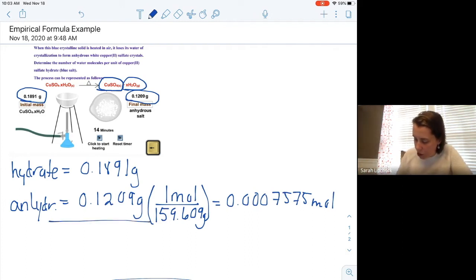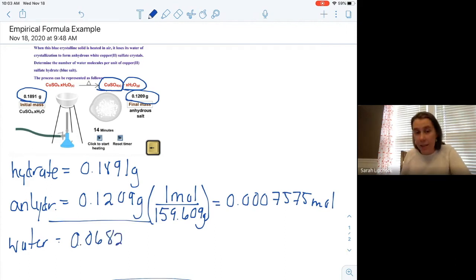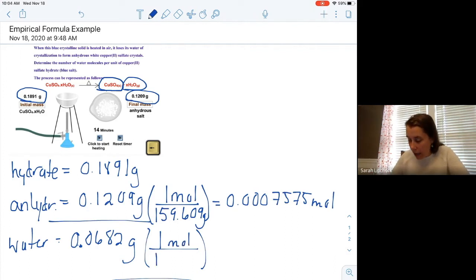So if we subtract these two, we get the mass of the water is equal to 0.1891 minus 0.1209. And again, you're going to be using the class data for this, not the numbers I have here. Okay, and then again, we'll convert that to moles. All right, and we're converting to moles because when we compare grams of one thing to grams of another, it doesn't tell us how many of them there are.